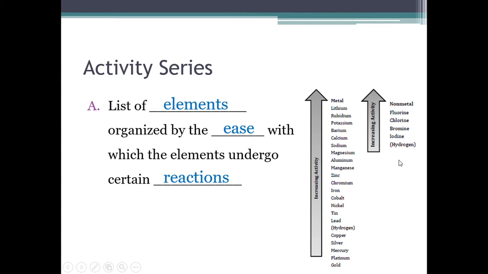And this is on the back of your periodic table. You don't need to memorize this. It will be given to you. But you can see we've got two separate series, one for metals and one for nonmetals. And up at the top, you have really high activity metals. And down at the bottom, you've got lower activity metals. So lithium is your highest activity metal, fluorine is your highest activity nonmetal, and then down here we've got very low activities. These are not very likely to undergo reactions.